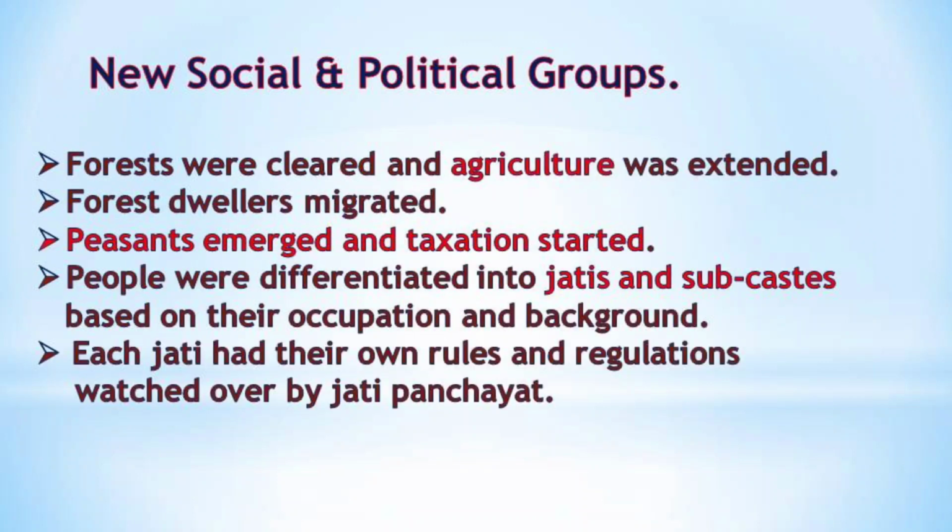During the period from 700 to 1750 Common Era, forests were cleared and agriculture was extended. So those who lived in the forest, that is the forest dwellers, migrated to other places. Peasants means farmers. Peasants emerged and taxation started during that time. Peasants began to cultivate, and with the growing of agriculture, trade became popular.